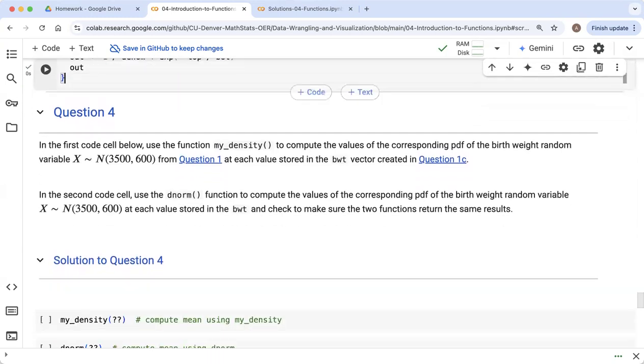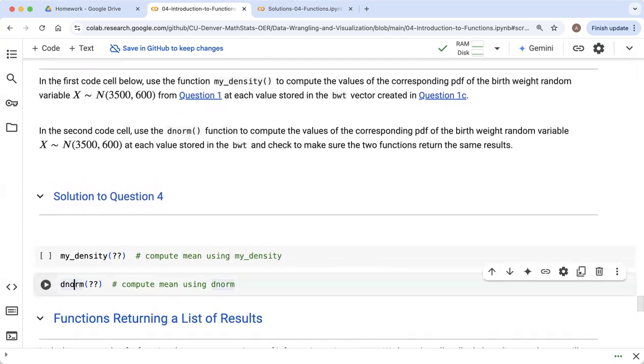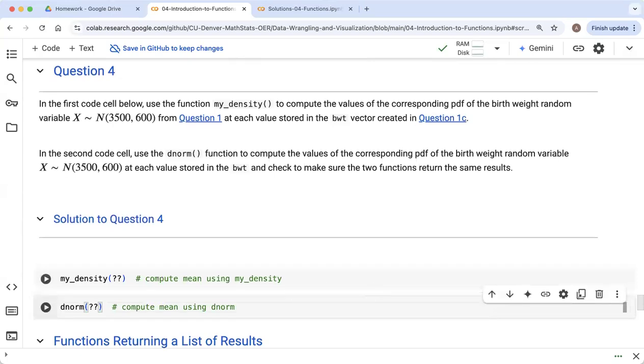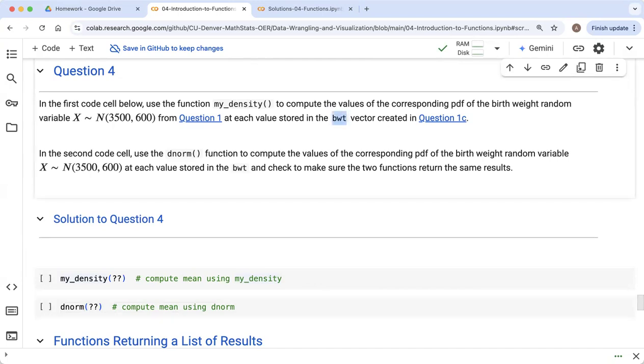density function, this is exactly what the dnorm function does. The density normal function exactly calculates the probability density at different values of x for different normal distributions. So I want to compare how I just defined my density function to how the built-in dnorm function works in R. I'm going to do this using the vector of values that I stored in birth weight, which came from this random variable x, which had a normal distribution with mean 3,500 and standard deviation 600.